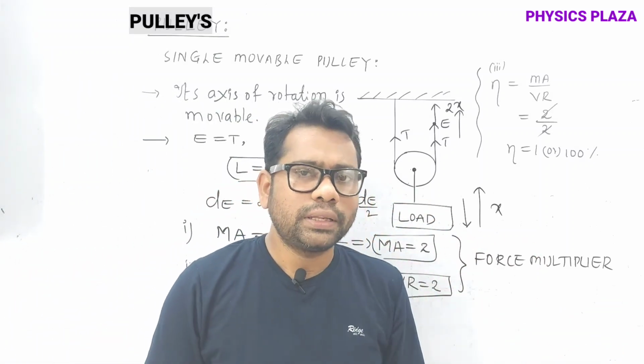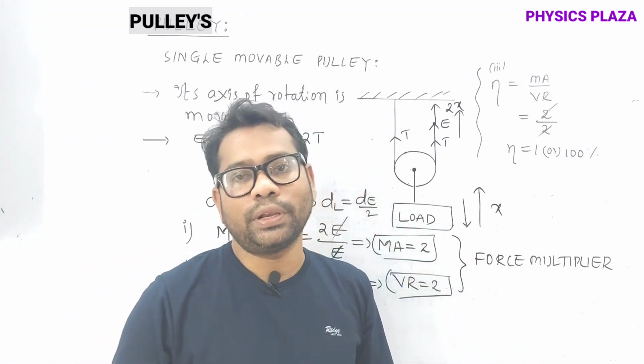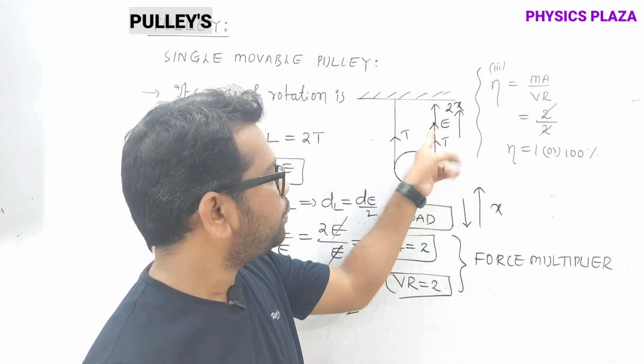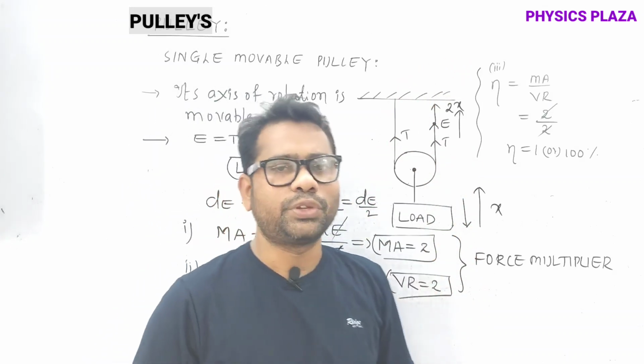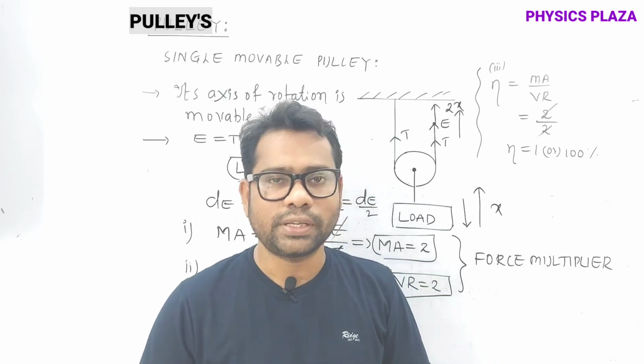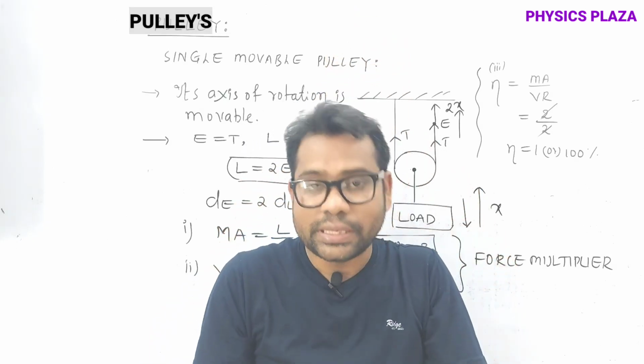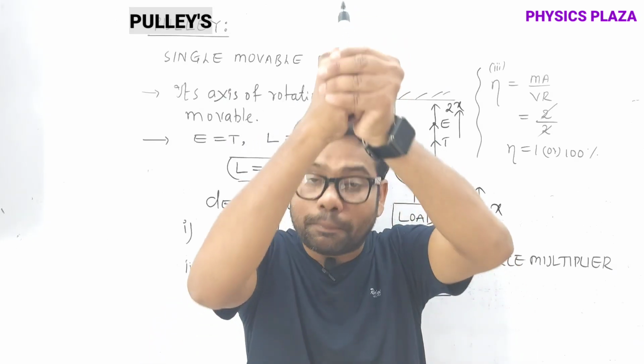That is fine. But there is one problem with the single movable pulley. What is that problem? We have to apply the effort in the vertical upward direction. Children, you tell me, think once: is applying the effort downward easier, or is applying the effort vertically upward easier?